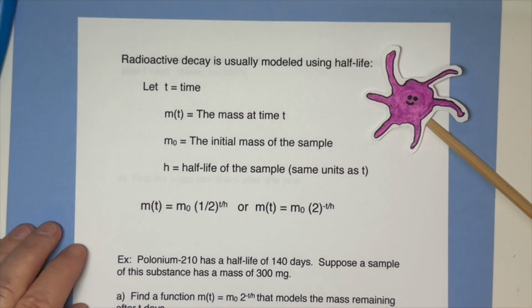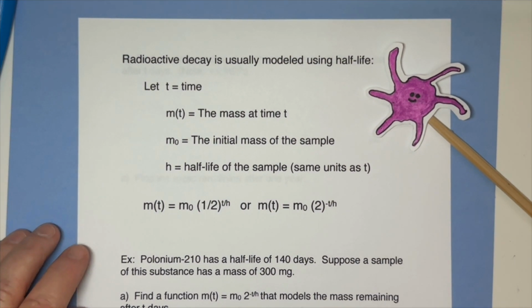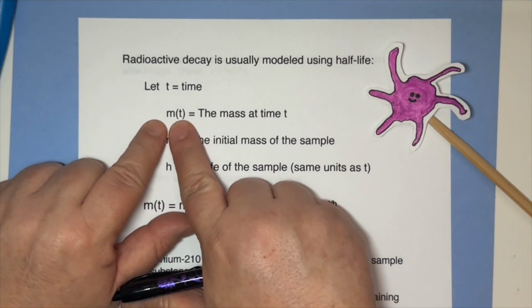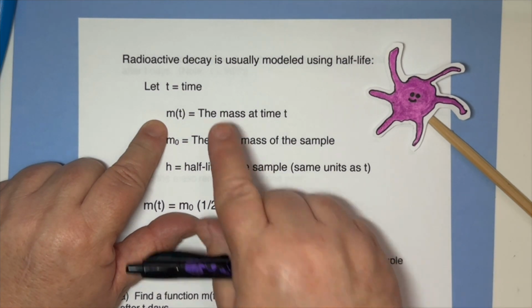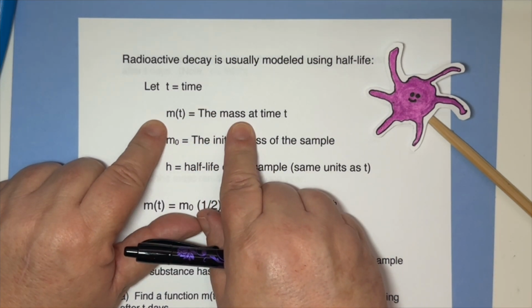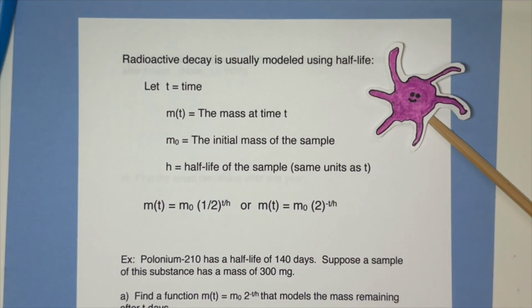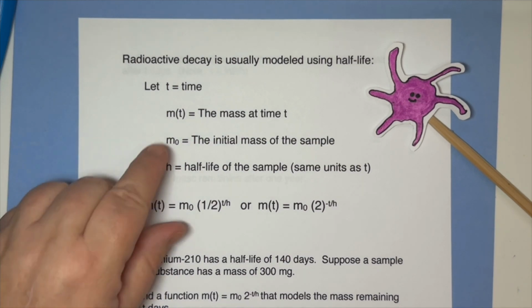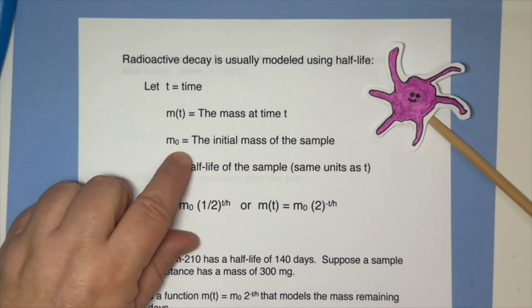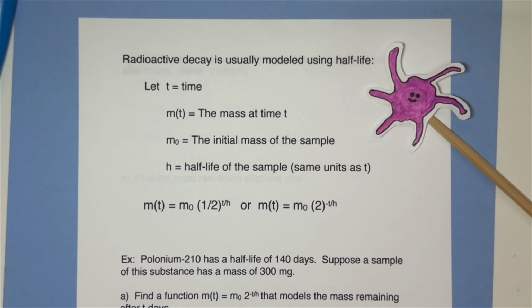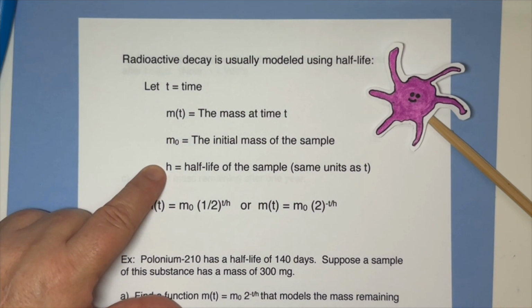Okay, so radioactive decay is usually modeled using half-life. So we're going to let t equal time, just like before. Now we're using m instead of n because we're representing the mass. So instead of the number of something, we're representing a mass. You can use whatever letter you like. This is just common. M sub 0, or m naught, is the initial mass of the sample, and h is the half-life of the sample.